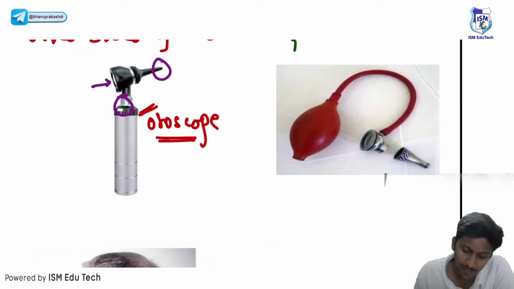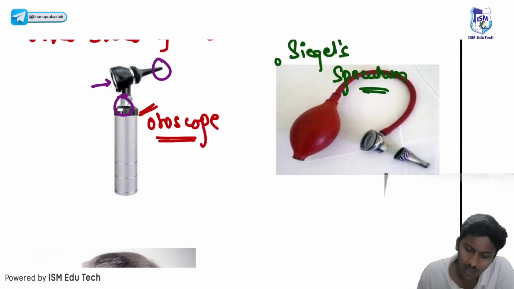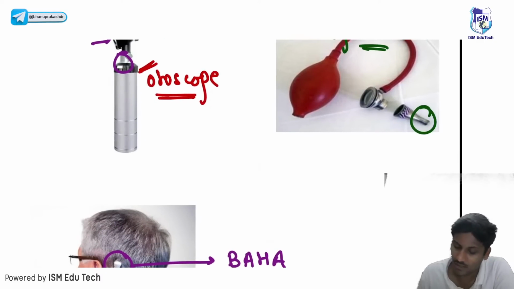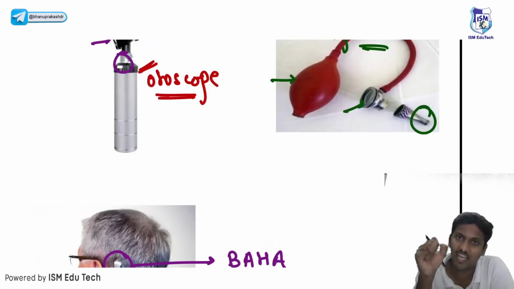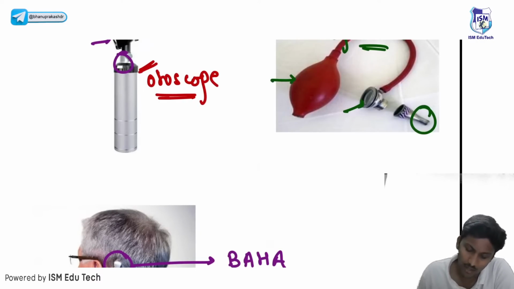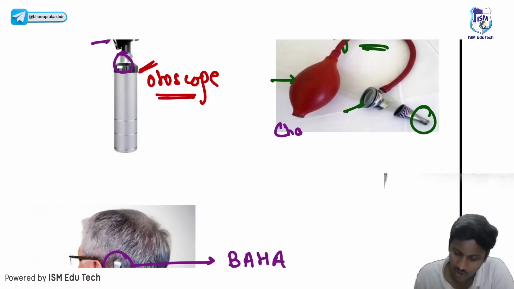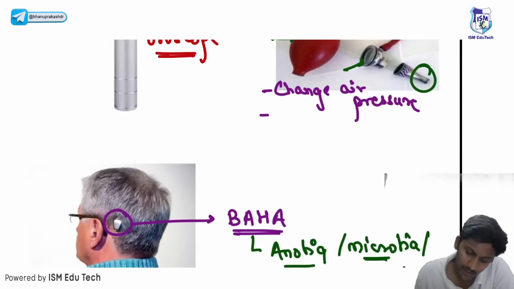Then what is this? This is actually a Siegel speculum. I told you in the fistula test, we use a Siegel speculum. The question was, what are the functions of the Siegel speculum? Again, this part goes inside the external auditory canal. This is the magnifying lens, and this is the bulb which can be used to change air pressure inside the external auditory canal. So it is used to change air pressure inside the EAC. Next important, it is used for magnification, as you can see.